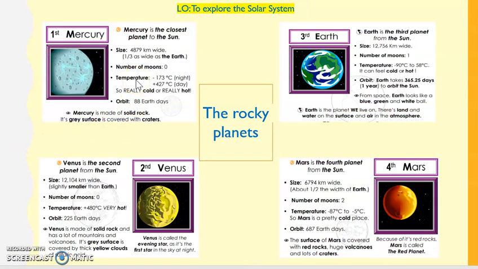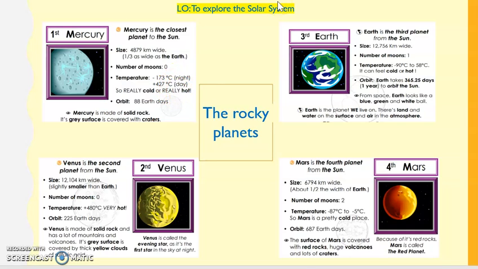Mercury. Mercury is the planet nearest to the sun. It is the smallest of all the planets. Mercury is dry, hot, and virtually airless. There is no life on Mercury, and Mercury has no moon. The temperature of Mercury is about minus 173 degrees Celsius at night and 427 degrees Celsius during the day. So Mercury can be cold at night and hot during the day.